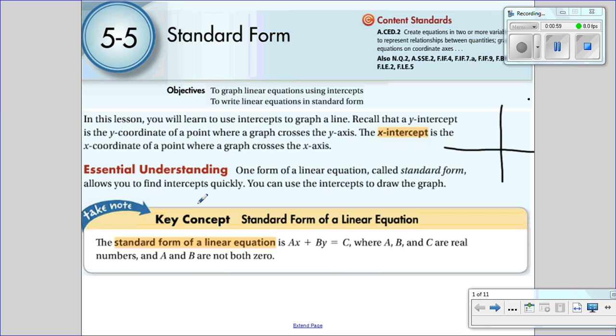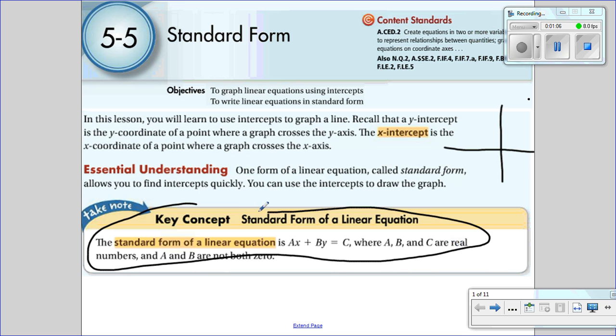So from this slide, we would like you to make sure that you copy this down. Standard form of an equation. Make sure that you know that a, b, and c are real numbers, and a and b are not zero. Not both zero, sorry.